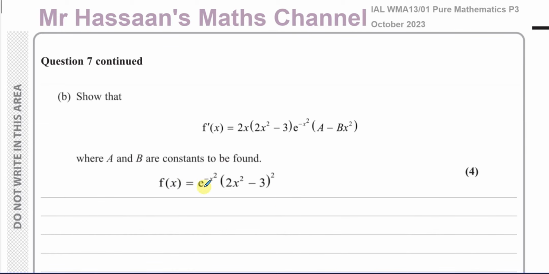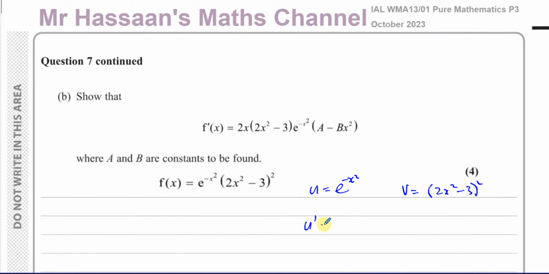Okay, there's no reversing the chain rule here because we are differentiating, not integrating. So basically, we have the product of 2 separate functions, and what we have to do is differentiate this. So we call one of them u. It can be either one for the product rule. So u equals e to the power of minus x squared, and the other one we're going to call v. That's 2x squared minus 3, and that whole bracket is squared.